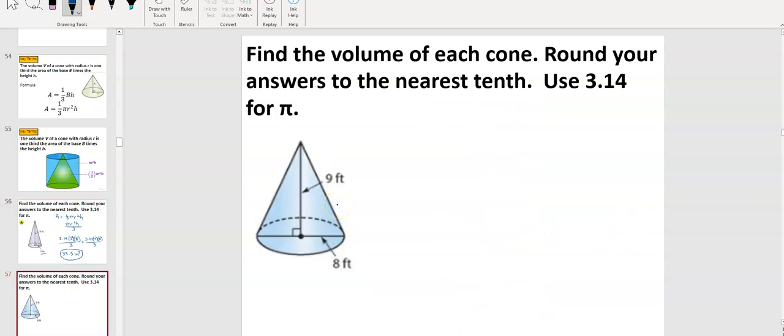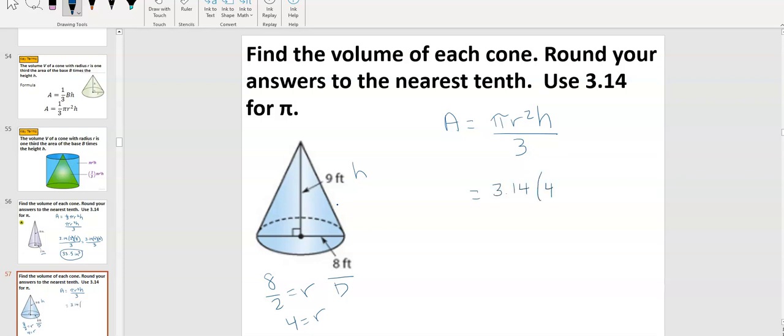Okay, let's try that again, but this time you can see we have a diameter, and so I'm going to have to divide that 8 by 2 to make my radius, which is 4. So my radius here is 4, and I have a height of 9 feet. So I'm going to say that my volume is pi r squared, area of the base, times the height divided by 3. So when I go to set this up, it's going to be 3.14 times 4 squared times 9 divided by 3. And then I'm just going to use my calculator to go ahead and do this.